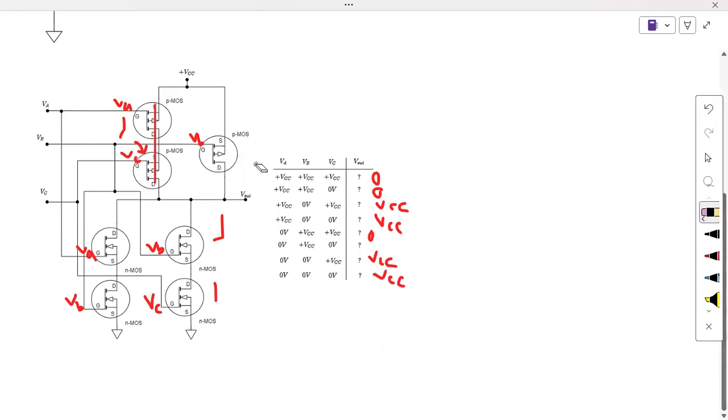So that's kind of how I like to approach this kind of problem. Realize that PMOSs are going to be a short until they're opened. And the opposite is true for an NMOS. An NMOS is going to be an open until it's a short. And so that can help you as you try to solve these problems.